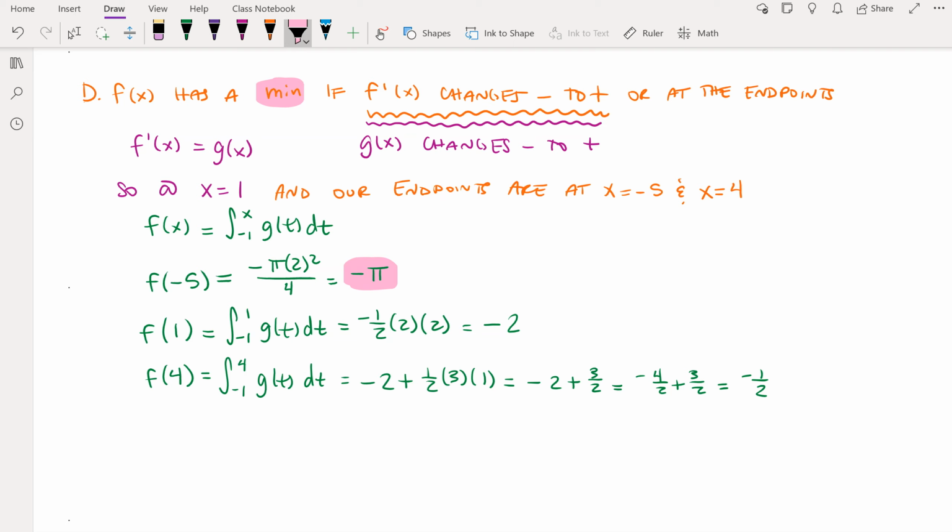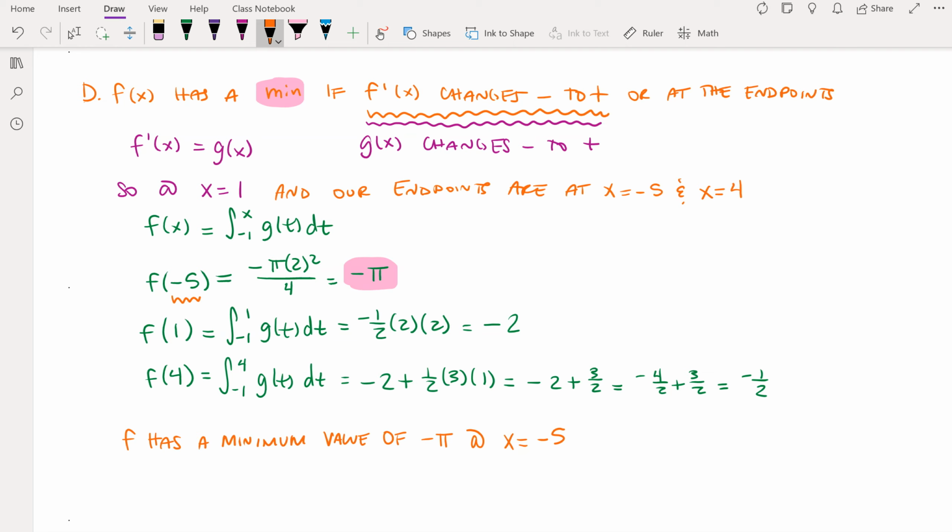So here's how we're going to finish this problem. We're going to answer it like this every time you're asked for max or min. f has a minimum value of -π at x equals, what was the x value that we found that minimum at? x equals -5. Boom. There's our answer.